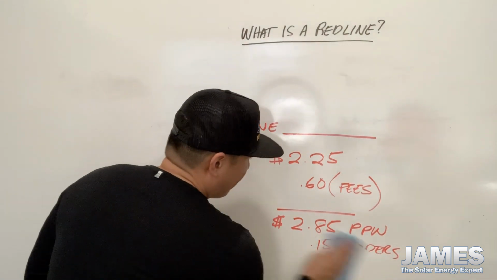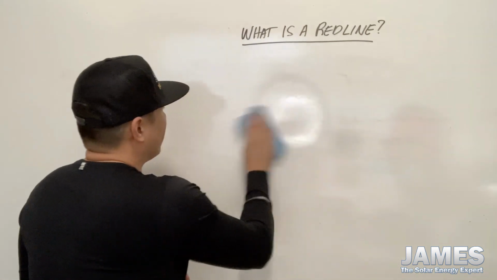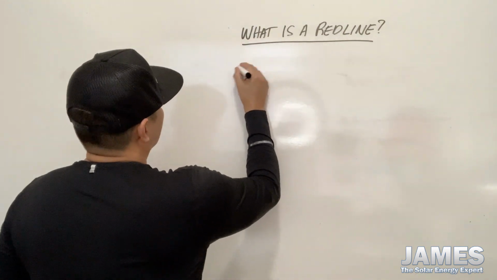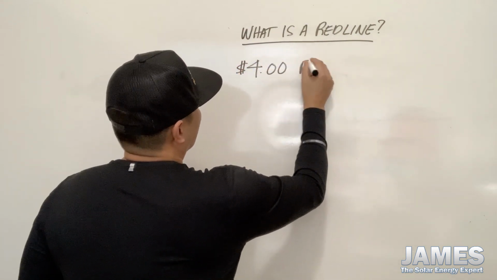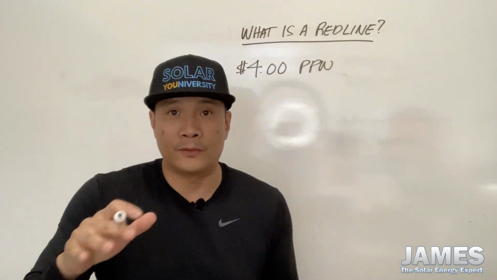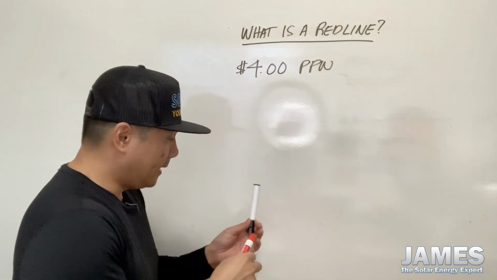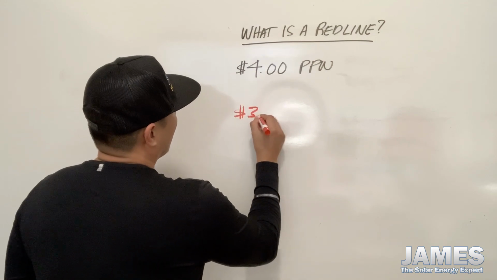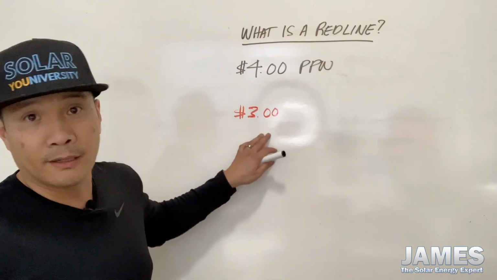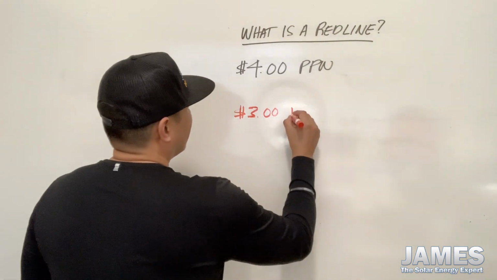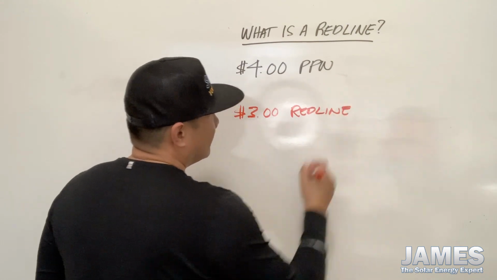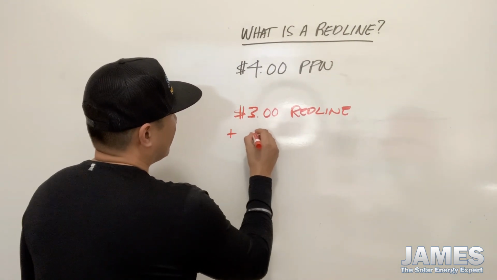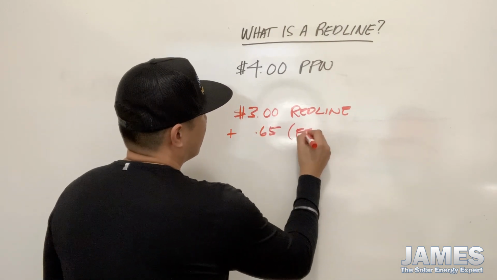So let's break this down based on your commission now. For example, say the fair market value in your area is $4 PPW. So that's the most that you can actually sell for in your particular area without gouging the market. And say you've got a $3 red line. I'm going to go a little extreme. I have seen it at $3, but most of the time it's like a $2.75 to $3 red line. And keep in mind, this is just for demonstration purposes only. So $3 red line, and then now you've got to add on a 65 cents dealer fee, right?